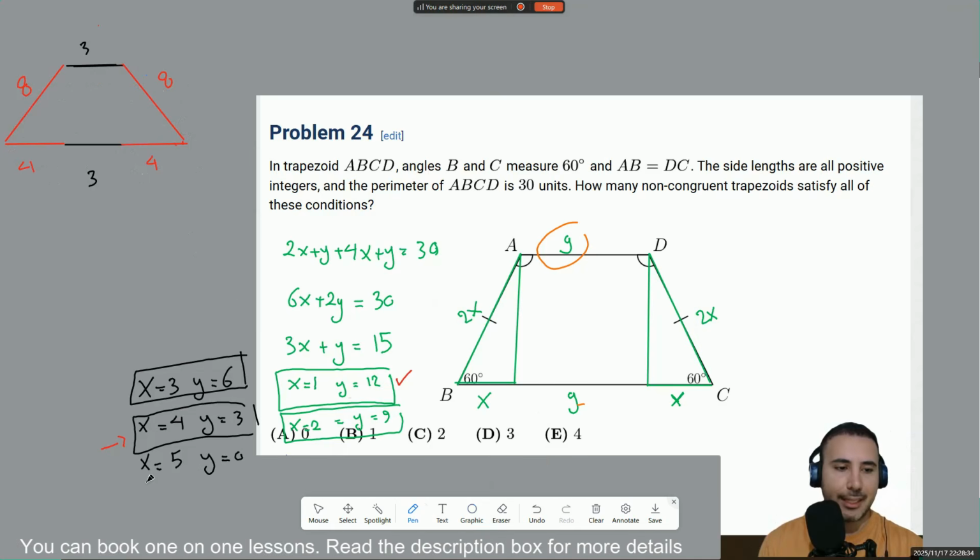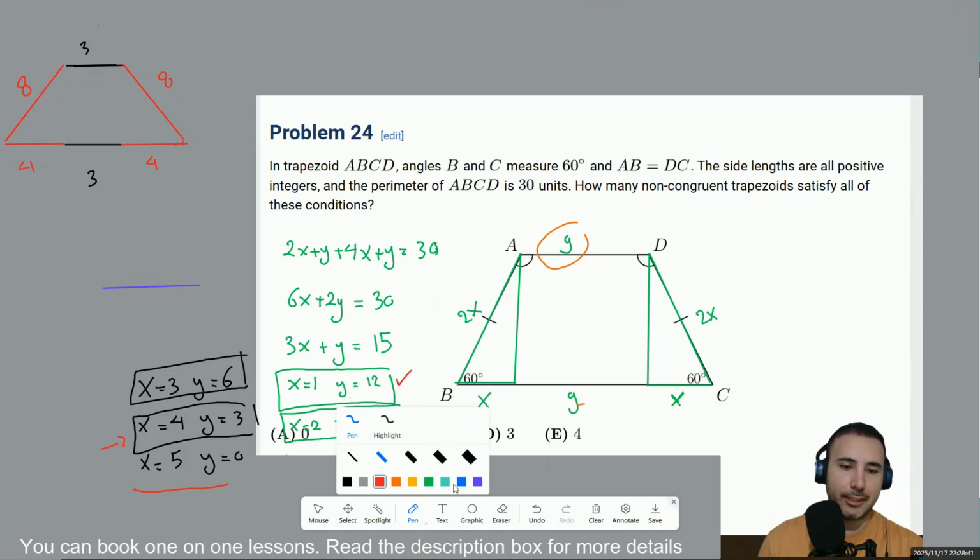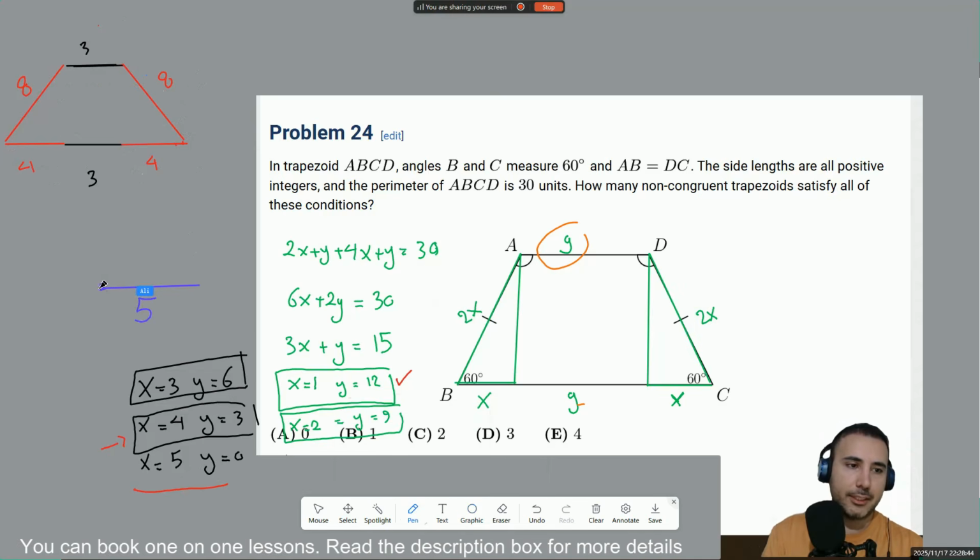And what is the final case? What if x is equal to 5? If x is equal to 5 and y is equal to 0, it's going to look like this. If x is 5, this is going to be another 5. This is going to be 60 degrees, a 10. Then again, another one. So the last case, when y is equal to 0, is not called a trapezoid anymore, but an equilateral triangle. So that's why, of all the 5 options that we wrote, the last one is not acceptable. So this one, and this one.